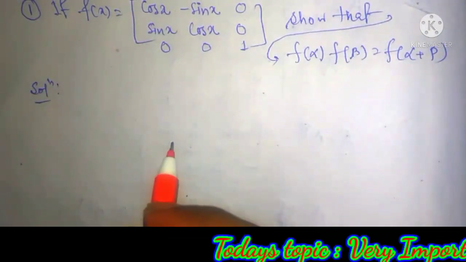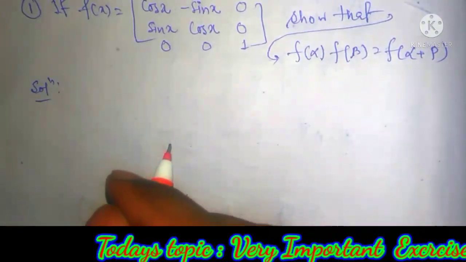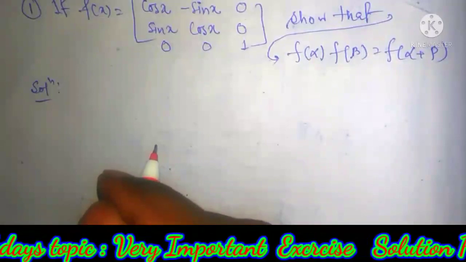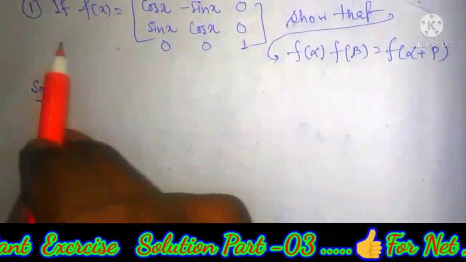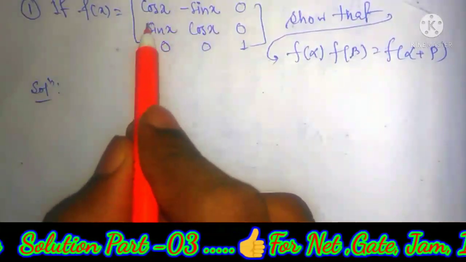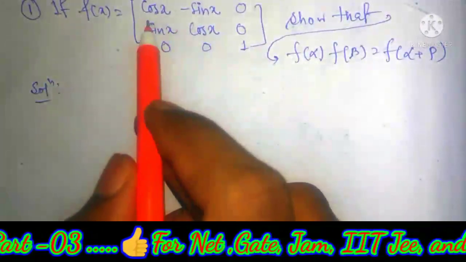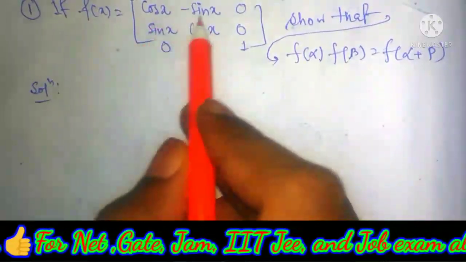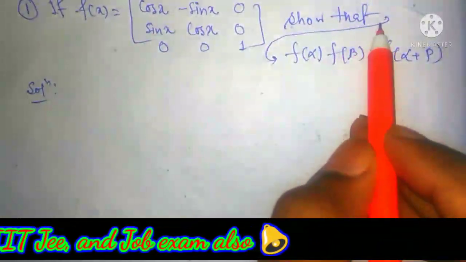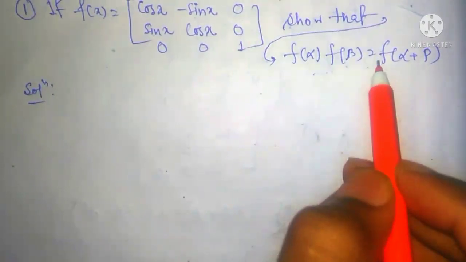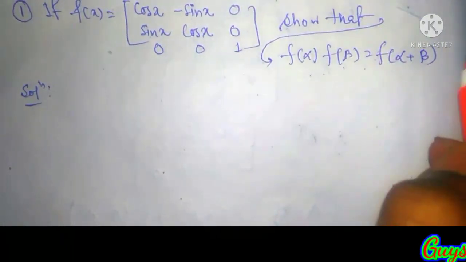Today we have discussed the next question and answer round. The most important question from matrix is: if f(x) is a 3 by 3 matrix, cos x, minus sin x, 0; sin x, cos x, 0; 0, 0, 1, we have to show that f(alpha) f(beta) equals f(alpha plus beta).